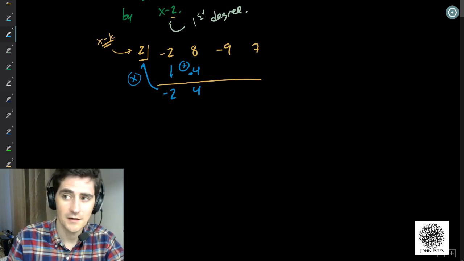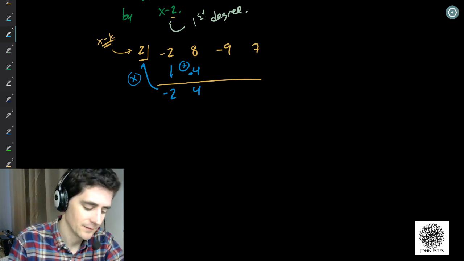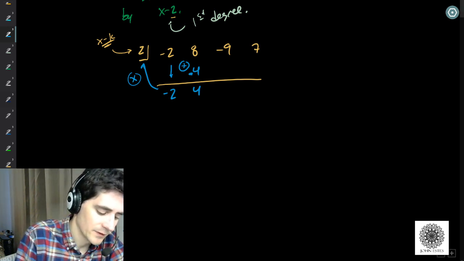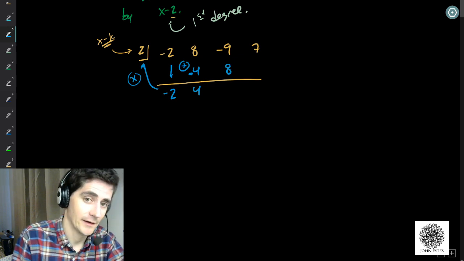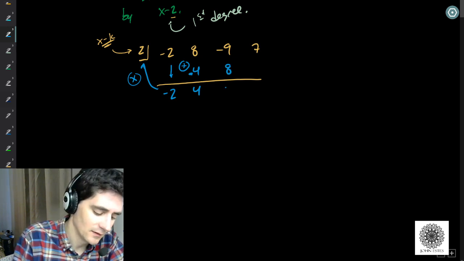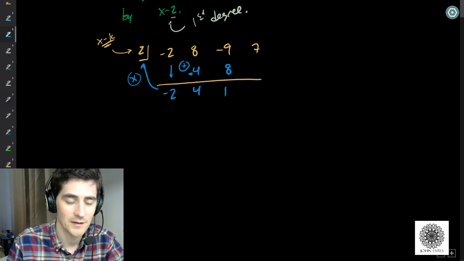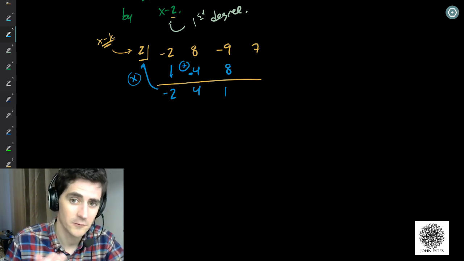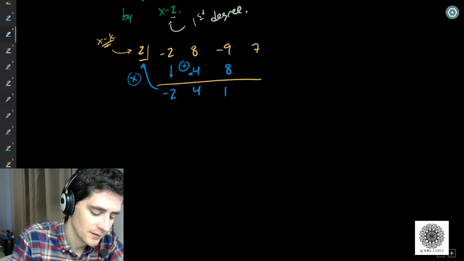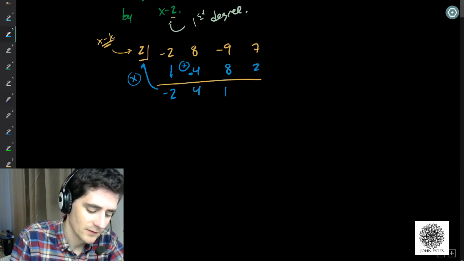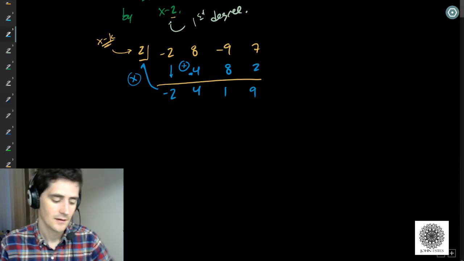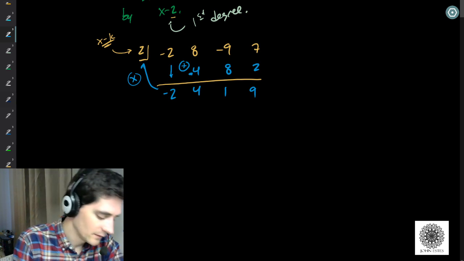And then once I do that, I just keep repeating the process. I say 4 times 2. 4 times 2 is 8. And then I add. Negative 9 plus 8 is 1. I hope this is making sense. Then I say again through the process, 1 times 2 is 2, 7 plus 2 is 9. And I've completed it. I've already done the division.